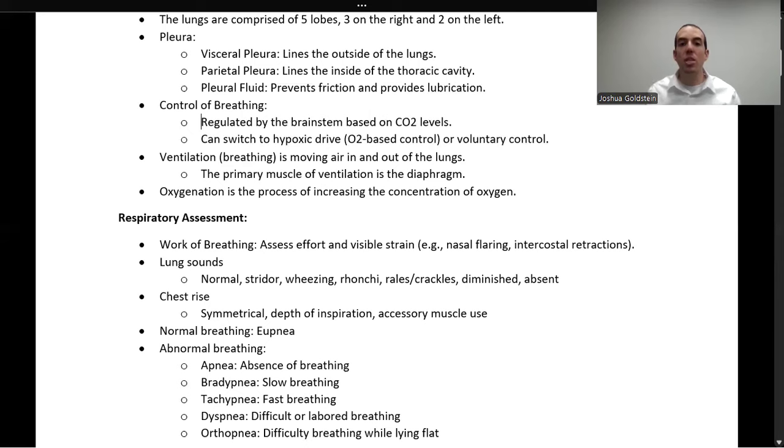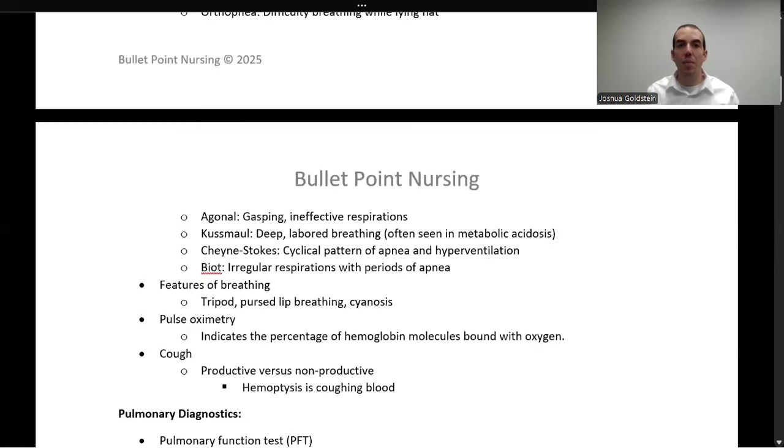We have normal breathing, which is eupnea, and we don't really use that word, but I just threw it on there. Next, we have the abnormal breathing. Apnea is where a patient is not breathing. Bradypnea is where a patient's breathing slowly. Tachypnea is where they're breathing very quickly. Dyspnea is where they have difficulty breathing. Orthopnea is where they have difficulty breathing while lying flat.